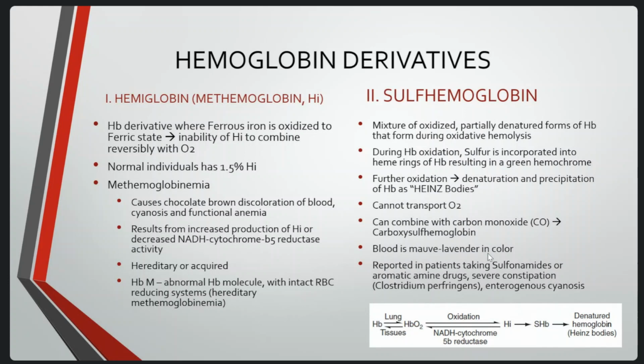Sulfhemoglobin cannot transport oxygen, and it can combine with carbon monoxide, leading to the formation of carboxysulfhemoglobin. In here, blood is colored mauve or lavender. This is also seen among patients who are taking sulfonamides or aromatic amine drugs, and in severe constipation, those infected with Clostridium perfringens, as well as enterogenous cyanosis.